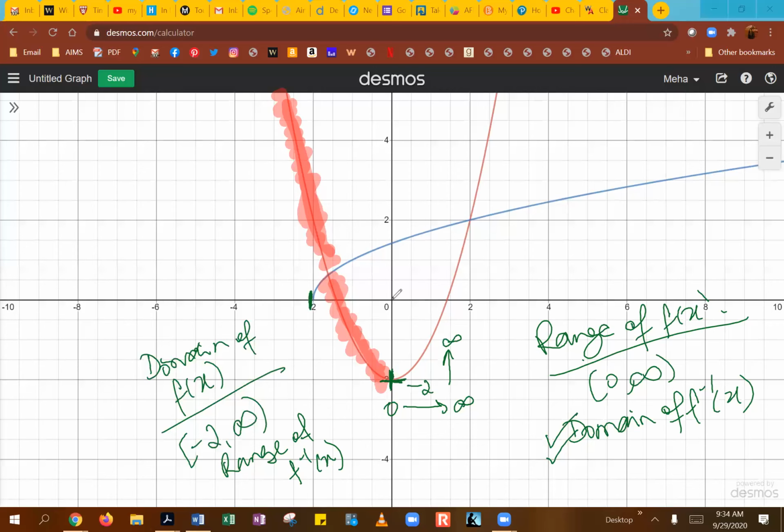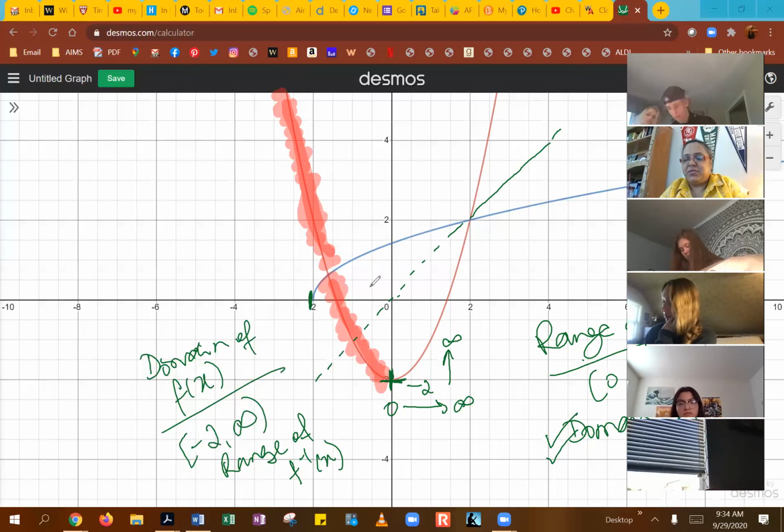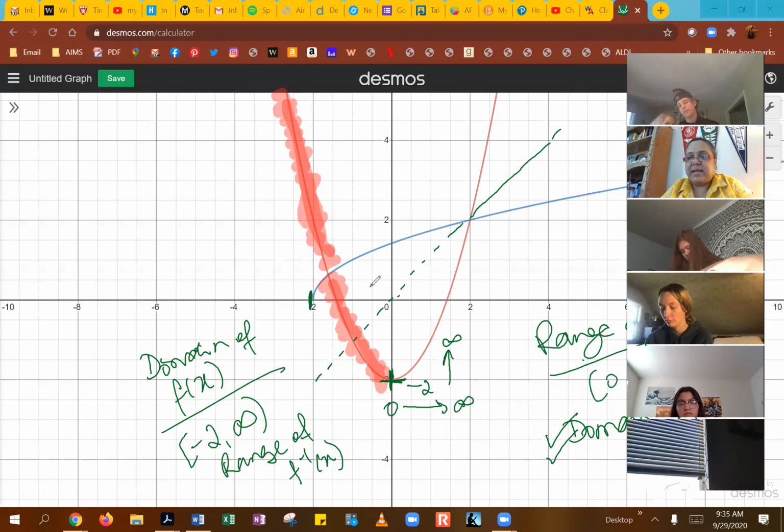And again, if you imagine that y equals x line as our line of reflection, you will see how those two graphs end up becoming reflections of each other as long as we do not use that left-hand side of our parabola for the x squared minus 2 function. So what happens sometimes is, for examples like these, we actually have to restrict our domain. So instead of using the entire domain for the x squared minus 2 function, we are saying only go from 0 to infinity, and we are able to find its inverse.